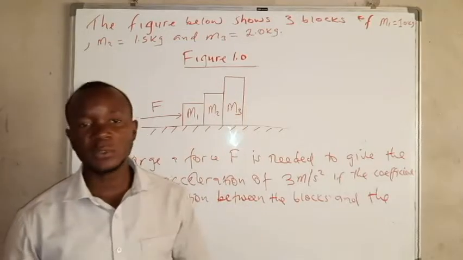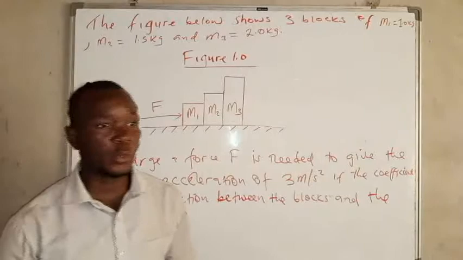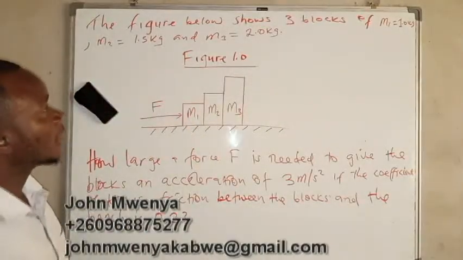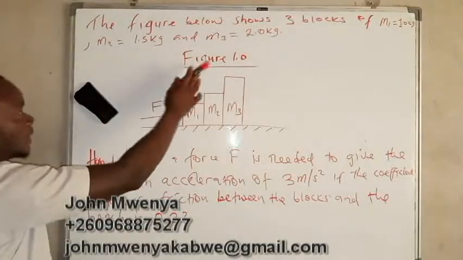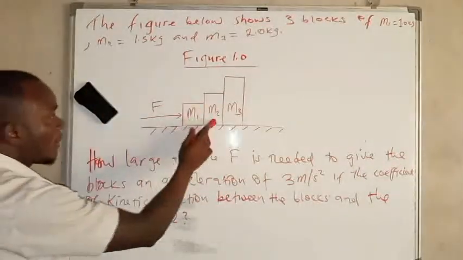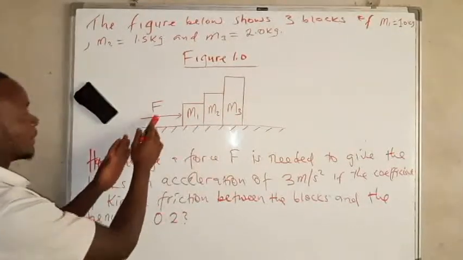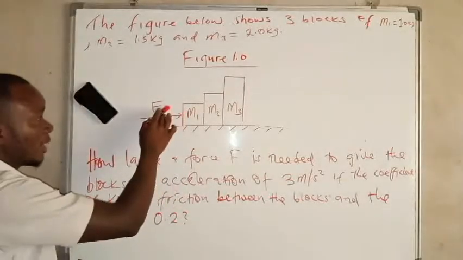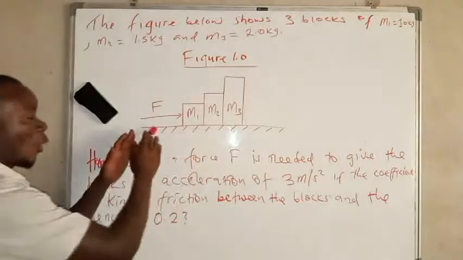Welcome. In this video, we're going to look at one of the questions under Newton's second law of motion. The question says, the figure below shows three blocks of mass. M1 is equal to 1 kg, M2 is equal to 1.5 kg, and M3 is equal to 2.0 kg. So this is the figure, and mass 1, mass 2, mass 3. And these masses are being given the same push by this force, and they are on the same surface.